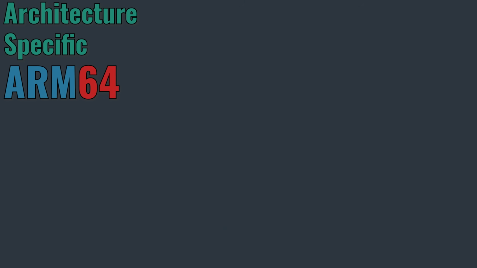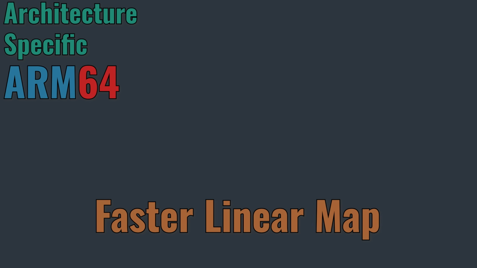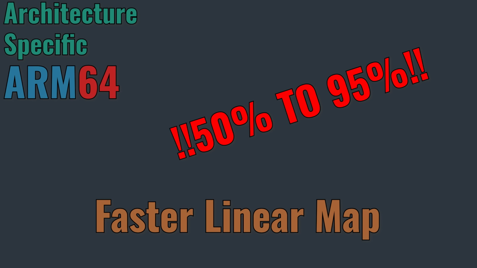Now still talking about ARM64, which now has faster linear map creation. Now what are linear maps? Linear maps are something that is created at boot to pretty much split the memory. So the bigger your memory, the more linear maps you have. So optimizing them is really crucial to be able to optimize your boot time. Now, they managed to do a 50 to 95% performance gain on it. How did they achieve that?